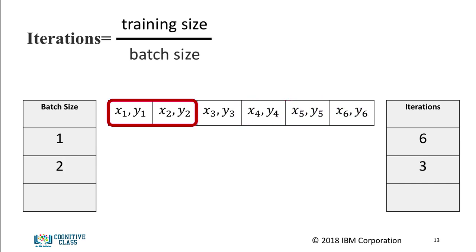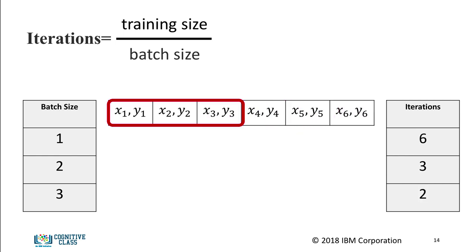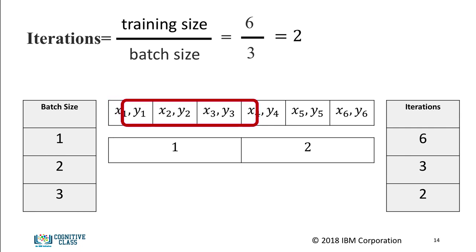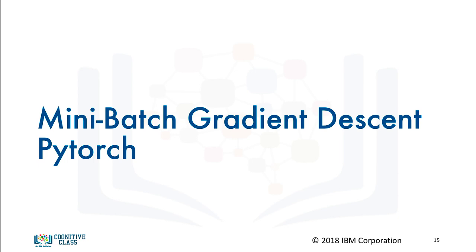Try with a batch size of 2. Plugging the numbers into our equation, we get 3. So we're on the first iteration, we proceed to the second iteration, and then we get to the third iteration. Finally, let's try a batch size of 3. The result should be 2. We're on the first iteration, we proceed to the second iteration. And that's all it takes.